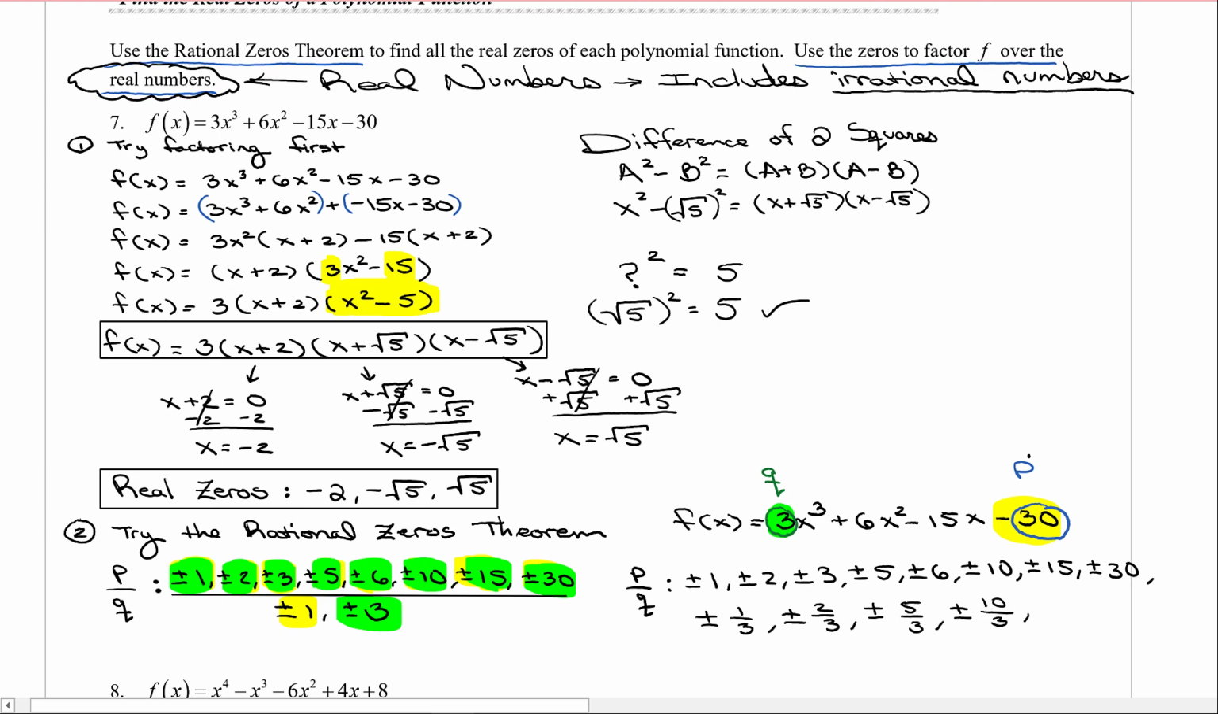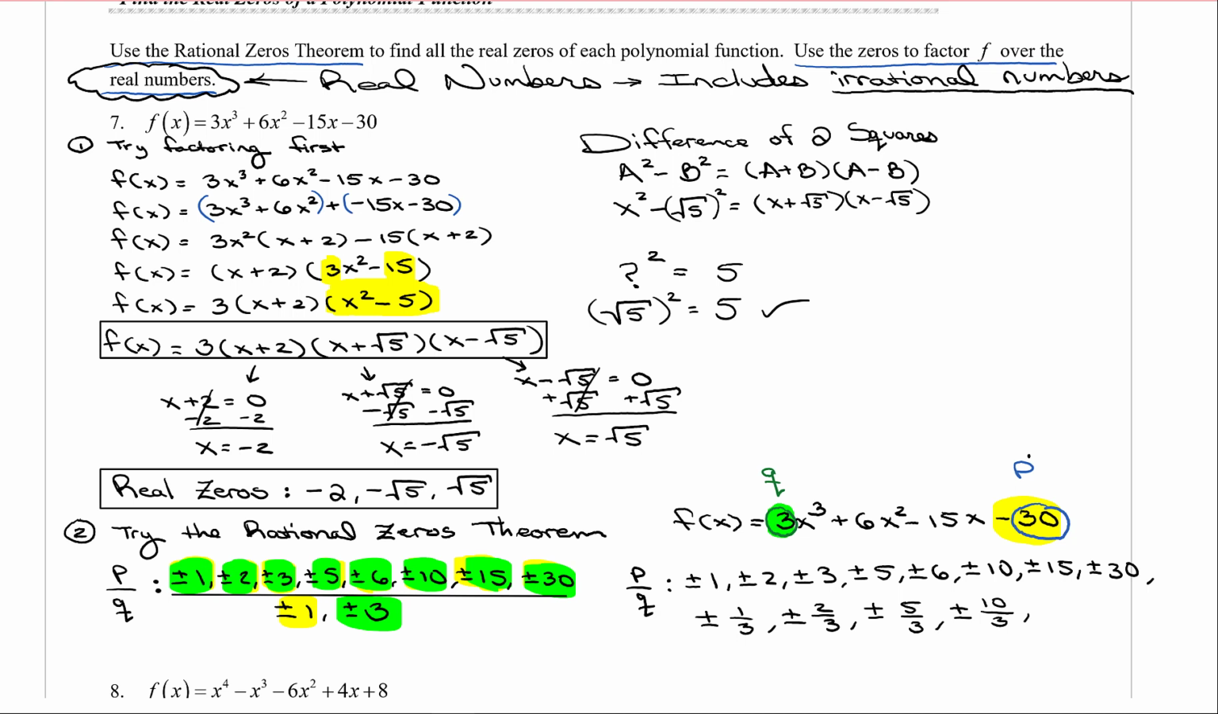Once you got down all of these possibilities for zeros, then you would have to go through and plug them into the function to see which ones give you remainders of 0, right? So you'd have to do f of 1. Is it equal to 0? It would have been no, right? f of negative 1. Is it equal to 0? That would have been a no. f of positive 2. Is it equal to 0? That would have been a no. f of negative 2. That would have come out equal to 0.